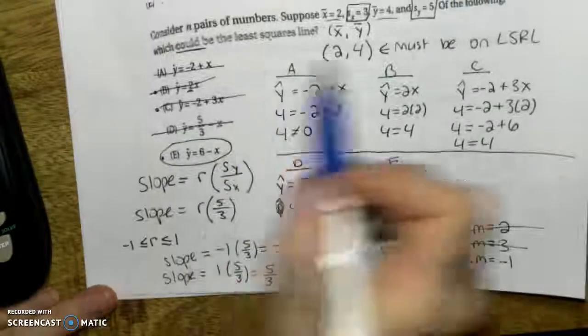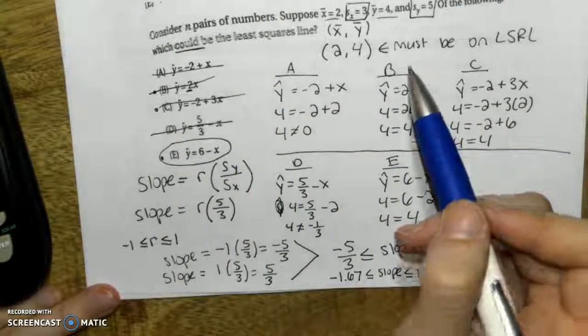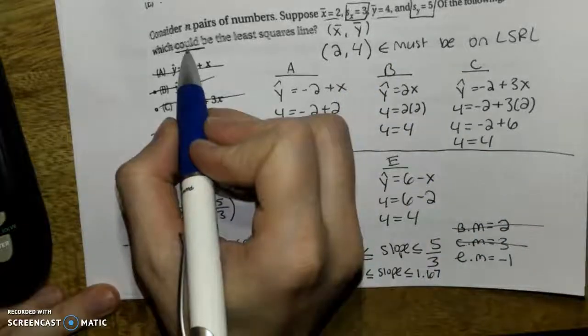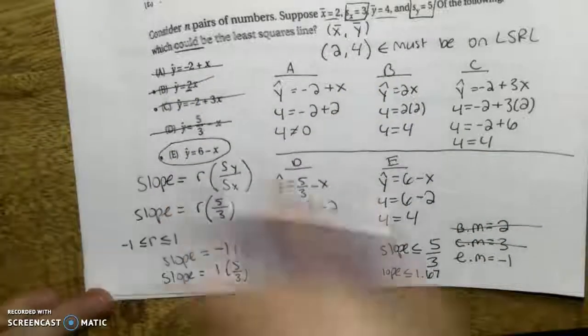Now it's definitely not for sure because I don't know correlation, right? But I can only do a best guess, and it's which of these equations could be the least squared regression line. All right. Flip the page over.